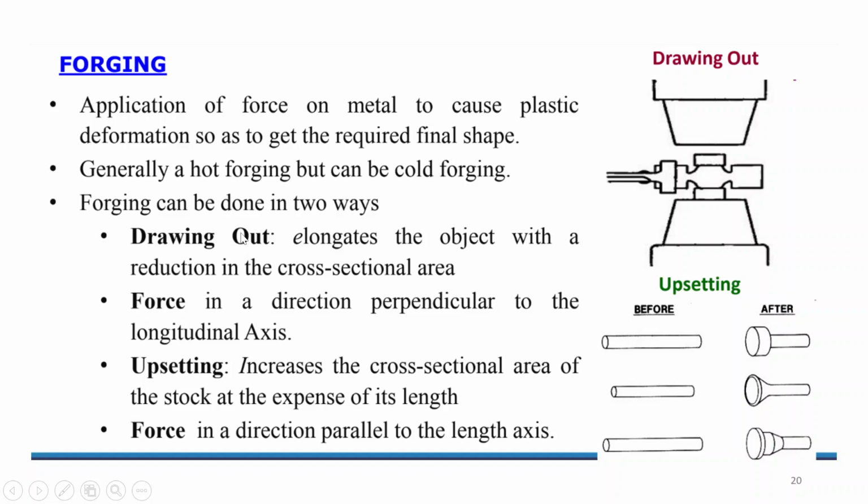In case of drawing out, as shown here, it elongates the object with a reduction in the cross-sectional area, and here the force is in a direction perpendicular to the longitudinal axis. In case of upsetting, it increases the cross-sectional area of the stock at the expense of its length. As shown here, before, your product was in this shape and after, it has gone into this shape. So the force is applied in a direction parallel to the length axis.